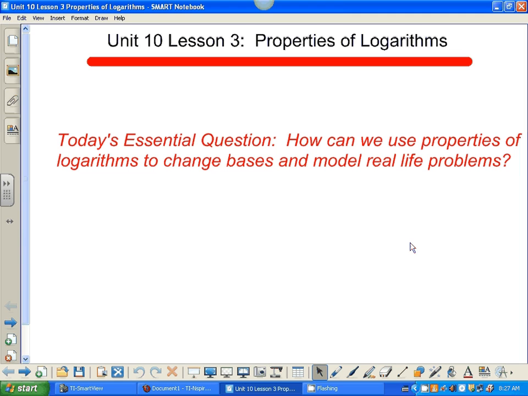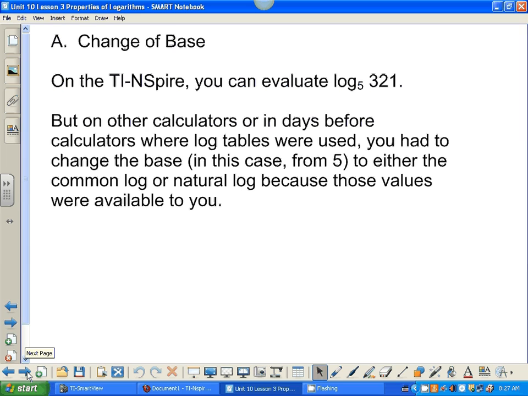So by the end of today, hopefully you will know how to use the properties of logarithms to change bases and model real-life problems. All right, change of base.